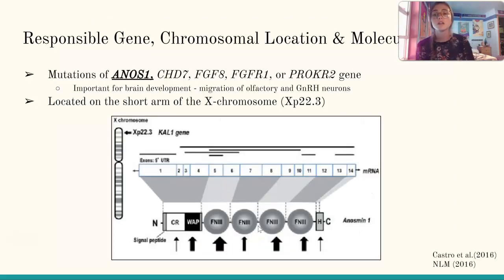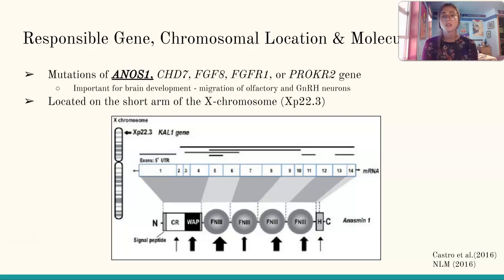The responsible gene for Kallmann syndrome can occur from a few different genes. However, mutations are most often seen in ANOS1, which can also be called KAL1. We also see mutations occur sometimes in CHD7, FGF8, FGFR1, or PROKR2 genes. But for the purpose of this project, I focused on ANOS1 because this is the most common.